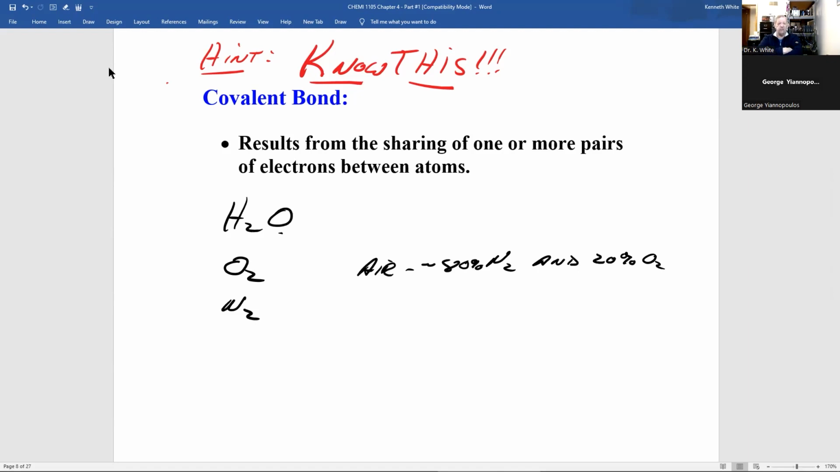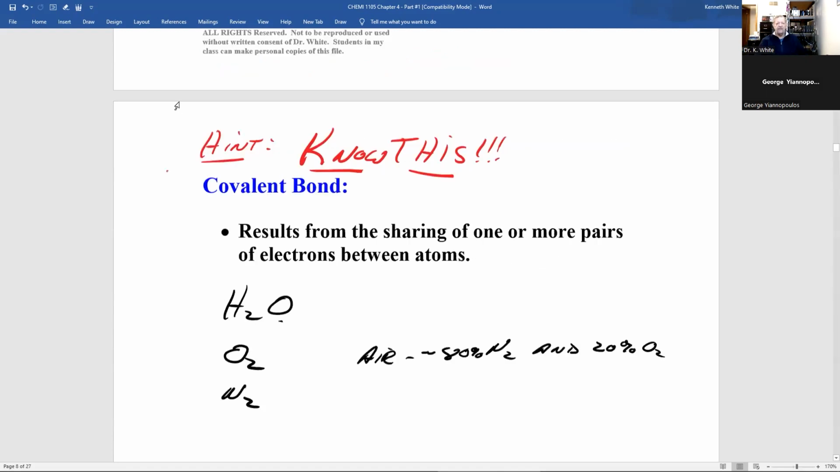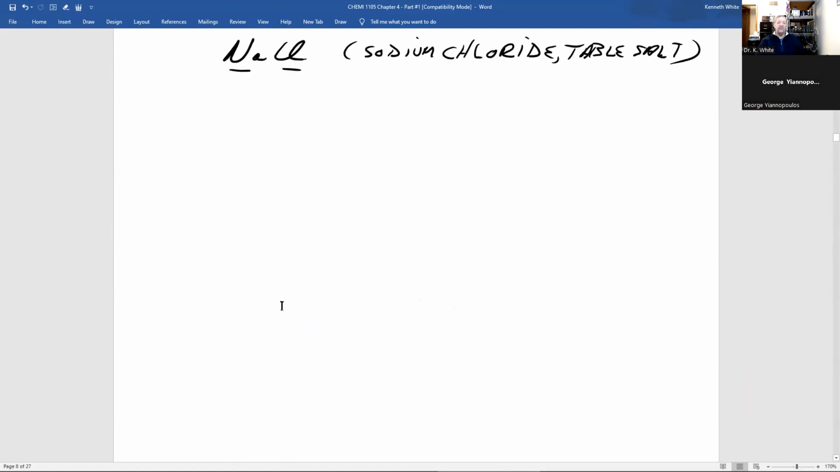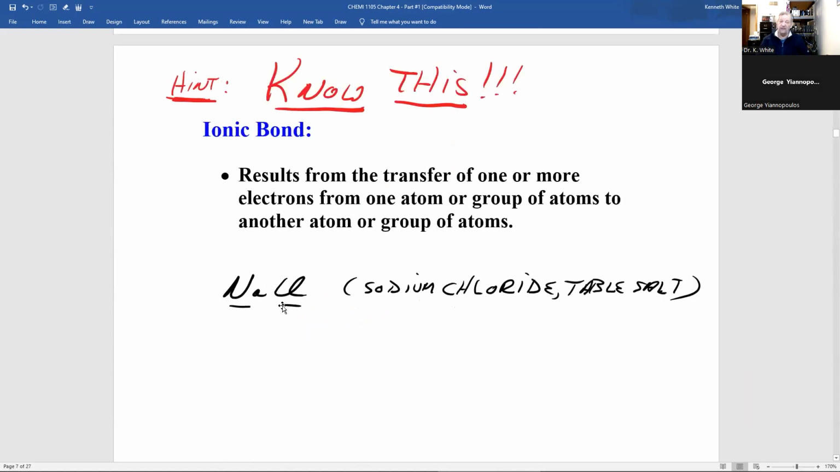by covalent bonds. And that's the result of sharing of one or more pairs of electrons between the oxygen atoms. When you inhale, most of the air is nitrogen gas, N2. And the nitrogen molecule N2 results from sharing of one or more pairs of electrons between atoms, in this case, the two nitrogen atoms. Hint, know this. What does that mean? On a test, 3 points.